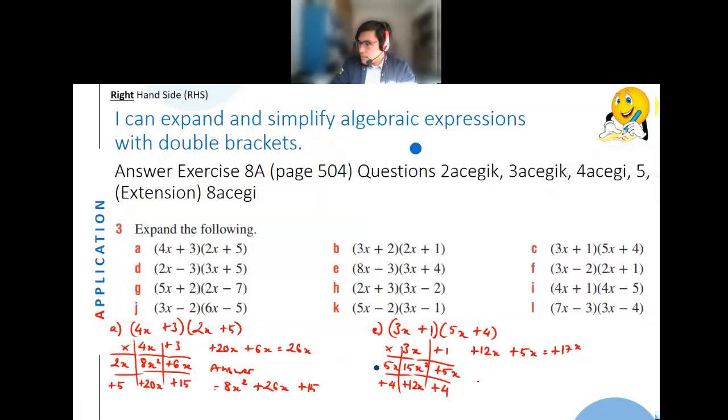Okay, and then what we have is the answer. That is 15x squared plus 17x plus 4. Okay, so that's how we are going to expand that one. All right, moving on to the next one here.